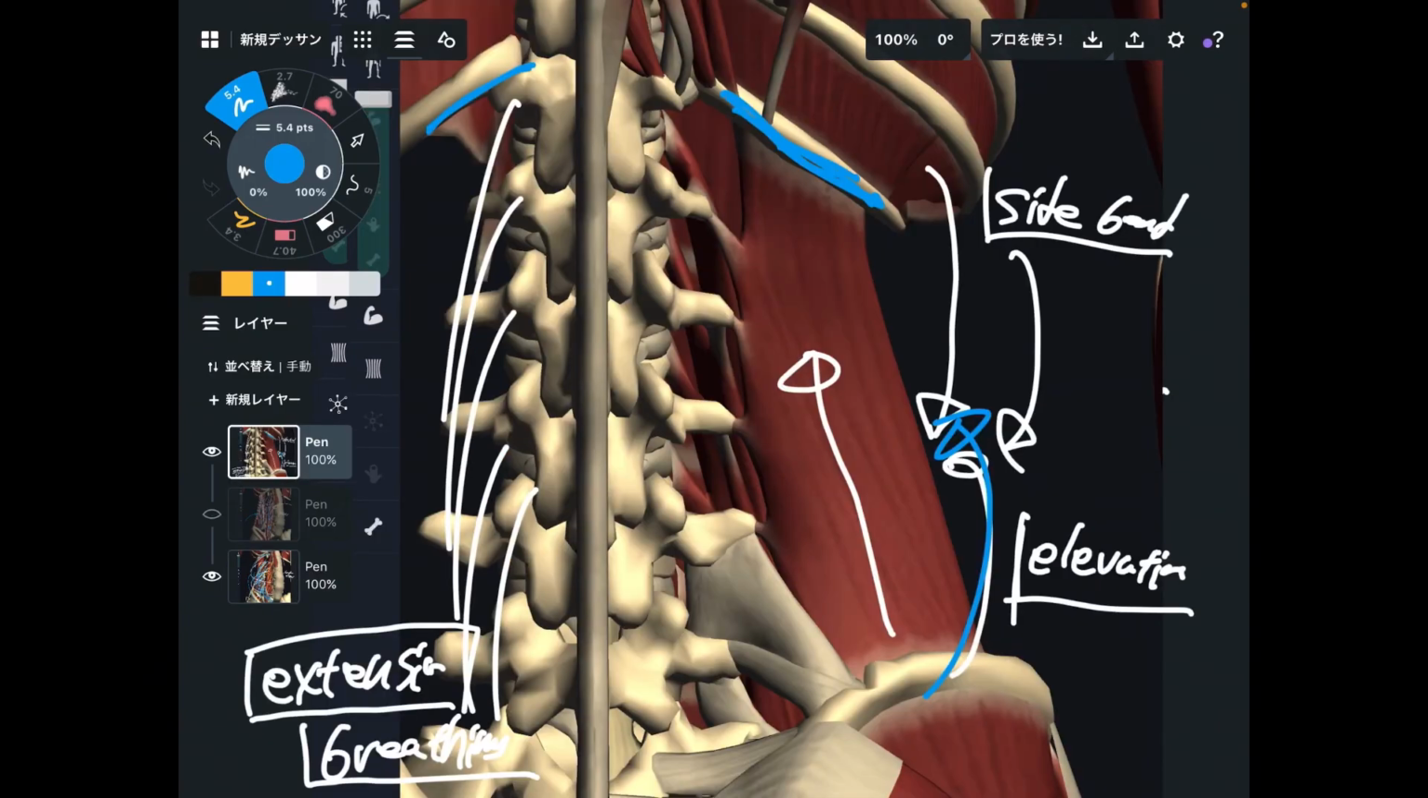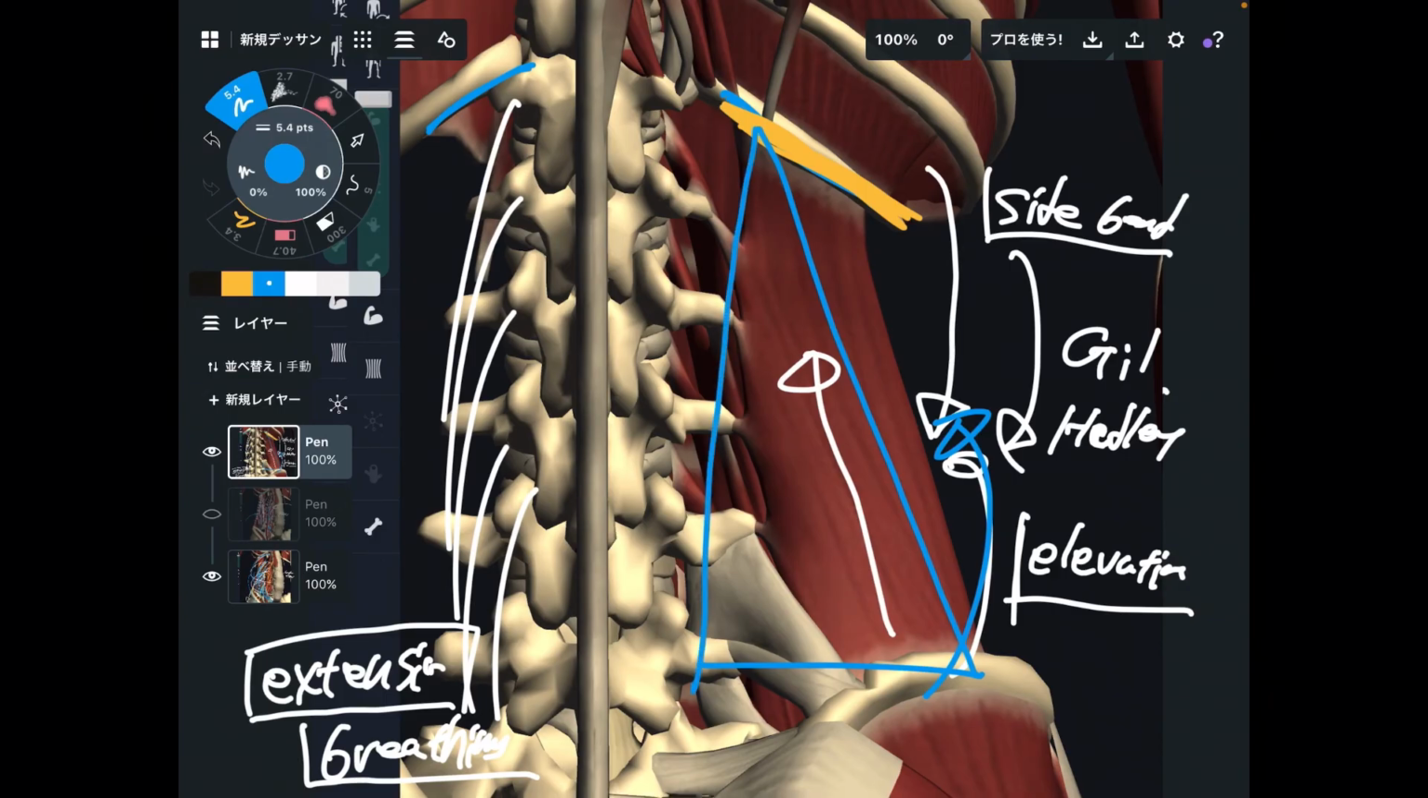Now, at last, let me talk about interesting fact of quadratus lumborum. As I said, this muscle attaches to 12th rib. However, one anatomist, Gil Hetley, says kind of a different thing. Gil Hetley, you can look up his video on YouTube. He says since he has dissected a lot of human body, he notices many people's quadratus lumborum actually runs like this. It's like triangular shape. The insertion part is very, very narrow for many people.